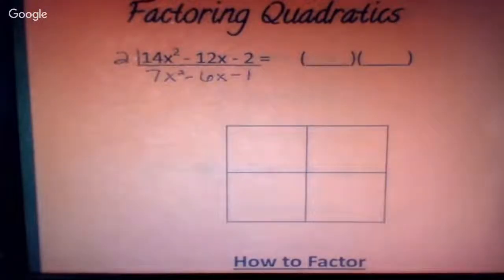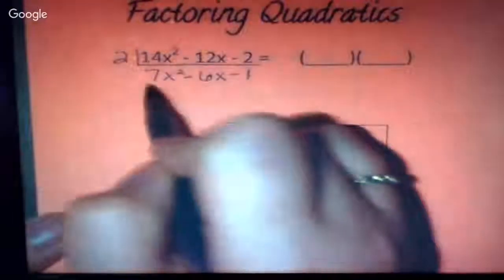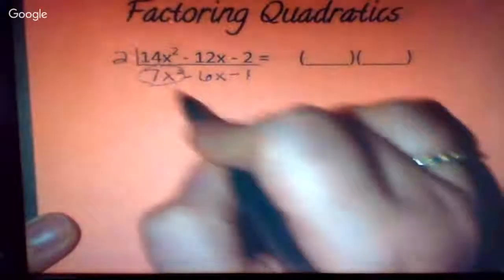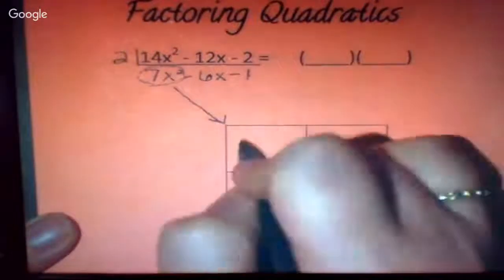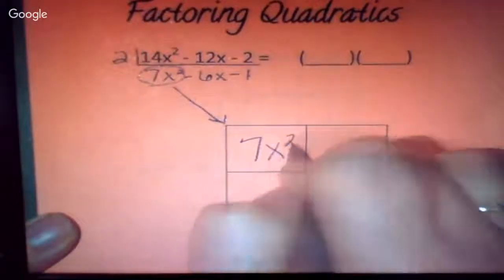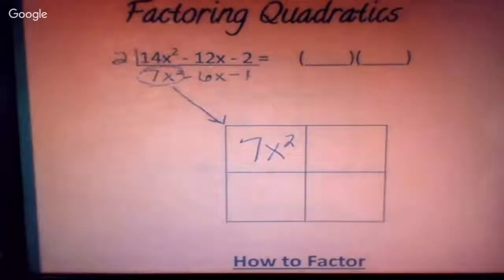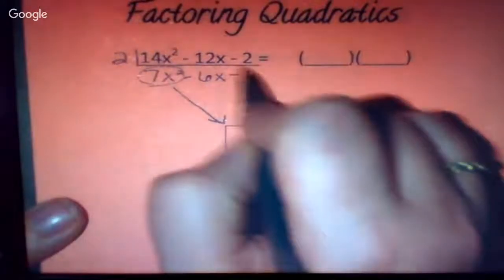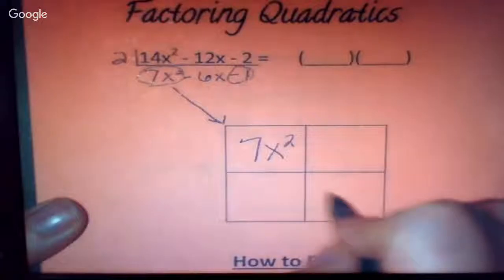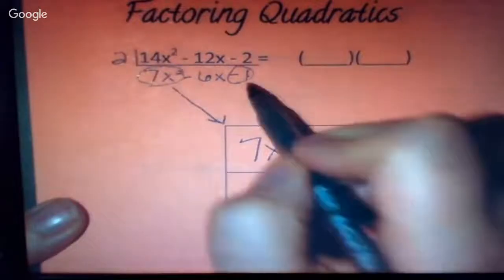Fantastic. Okay, so now, yesterday we talked about multiplying polynomials to get the standard form. Now we're going to work backwards. So the way we do that, this first term goes in your first box. So 7x squared. Your last term goes in your bottom corner. So negative 1.